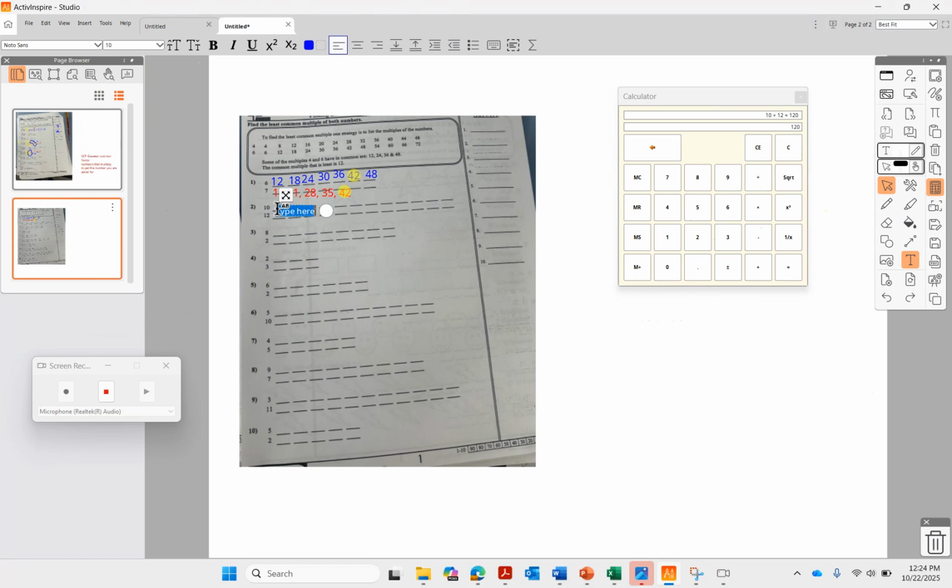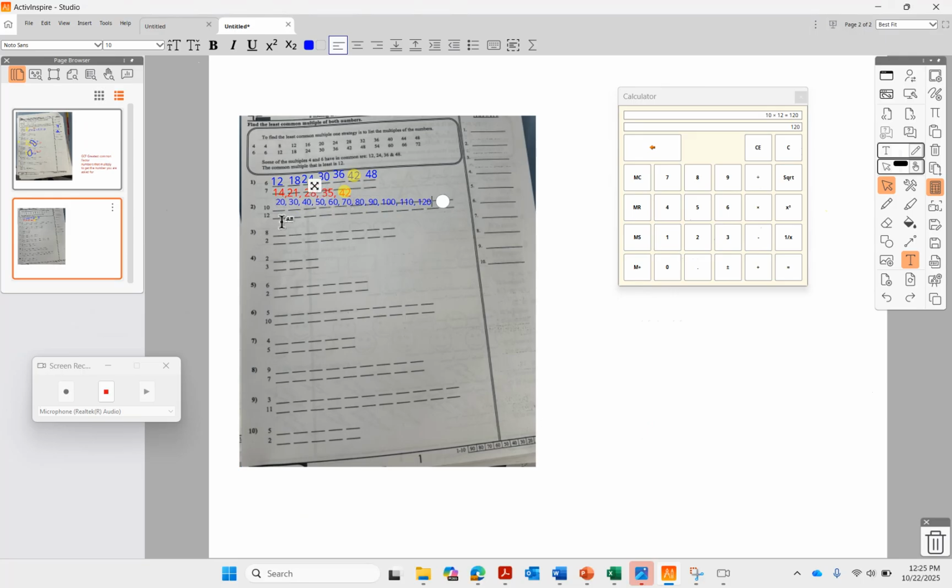So 10 times 1 is 10. 10 times 2 is 20. 10 times 3 is 30. 10 times 4 is 40. 10 times 5 is 50. 10 times 6 is 60. 10 times 7 is 70. 10 times 8 is 80. 10 times 9 is 90. 10 times 10 is 100. Whoops. 10 times 11 is 110. 10 times 12 is 120. Okay.